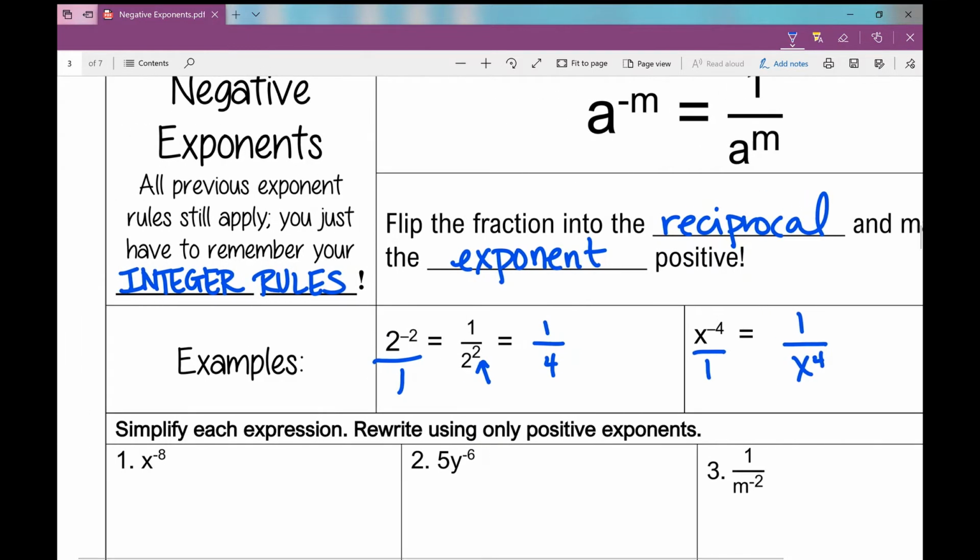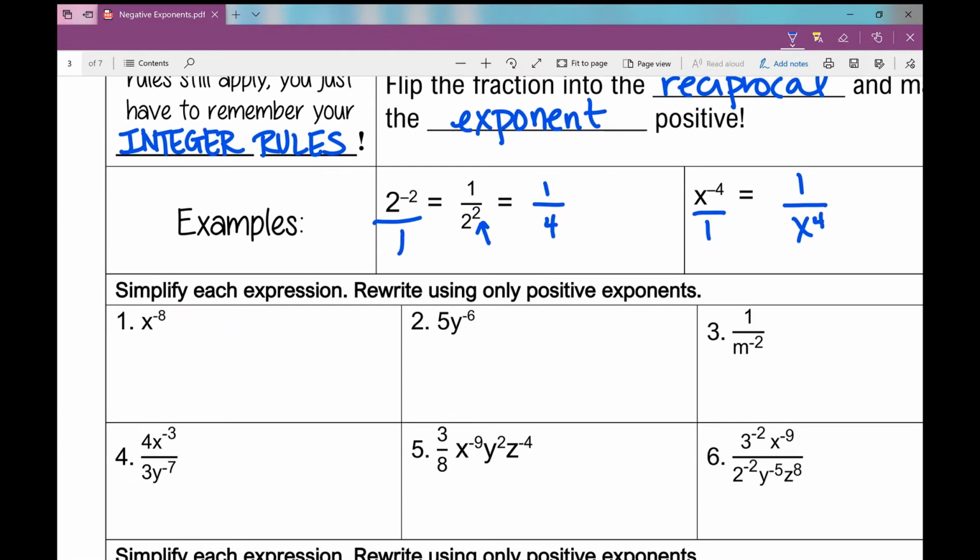Okay, so let's do some more examples. Number 1, x to the power of -8. 1 over x to the power of +8. Number 2, what do you notice it's different? I've got a coefficient out in front. That coefficient is not raised to a negative exponent, so I'm going to leave it there.